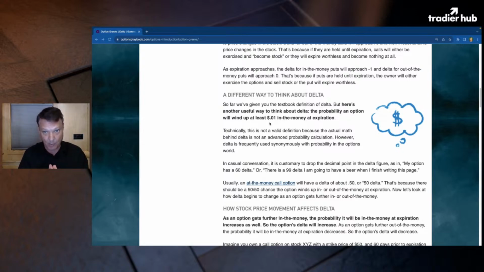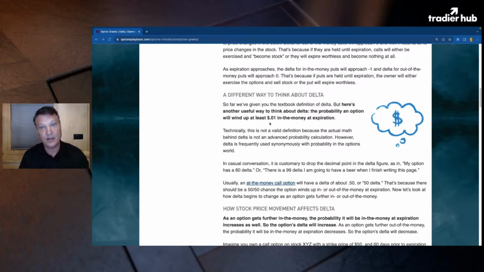So if I bought that 50 strike call, the stock now goes to 52. In that instance, my delta will increase, which means from that point forward, my option will increase. As long as the stock keeps going up, my option will increase at a more rapid pace as I get further and further in the money, because the probability of it finishing at least 1 cent in the money changes.